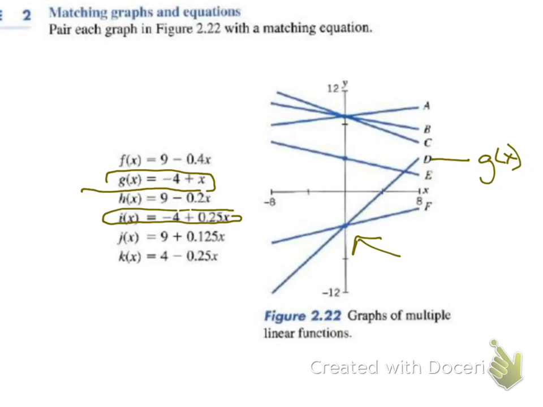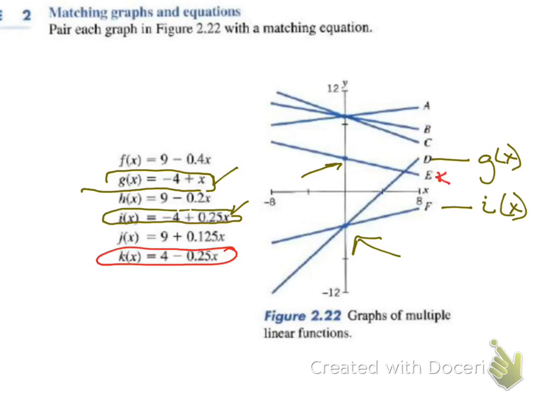So this would be the I of x. Okay, so now we've taken care of these two. All right, this one's kind of all by its lonesome. So which has a y-intercept that looks like it's about 4? So we'll change colors, and it looks to me like this is that y-intercept. The slope is going down at about the same steepness as I is going up. So this is going to be K.